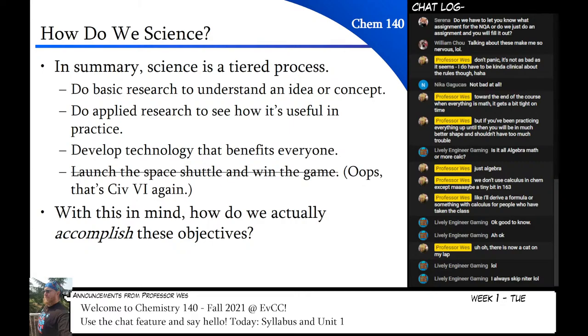And then if you're playing Civ, you launch the space shuttle and you win the game. Hooray. Okay, that's great and all. Those are very simple definitions. But how do you do this? Like, what is the method by which we actually understand stuff?